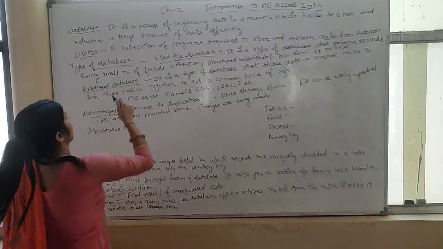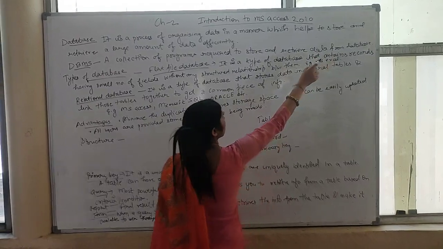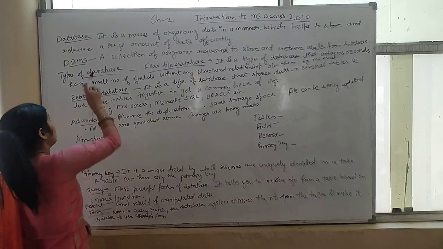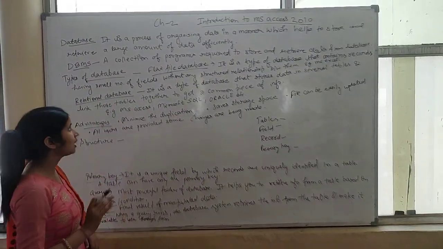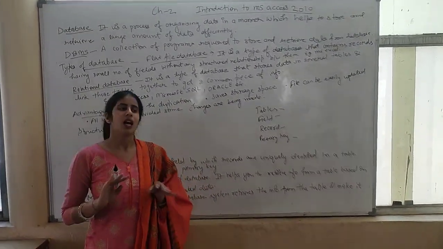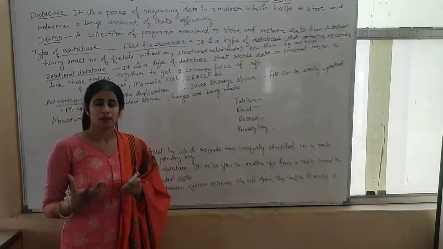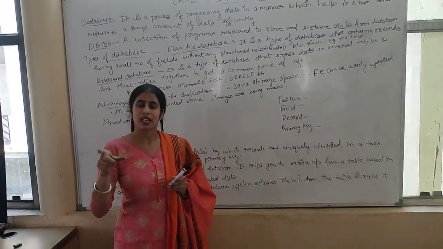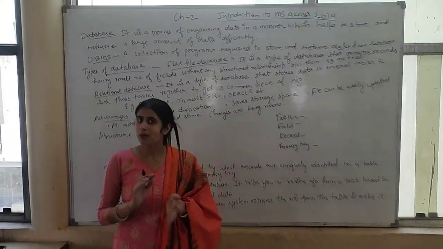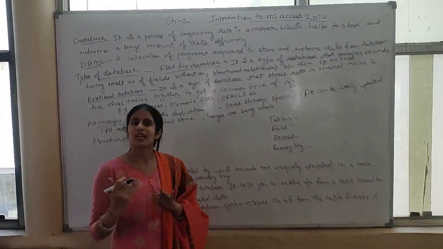A database is a process of organizing data in a manner which helps us to store and retrieve a large amount of data efficiently. Retrieve means to get. Normally, when we are having a bulk of data, bulk means a huge amount of data, and we have to get the data easily. Means easily we should ask for any name, any roll number, these all. So we should use the database. Database is merely a process to organize data in a particular order so that we can access the data easily.